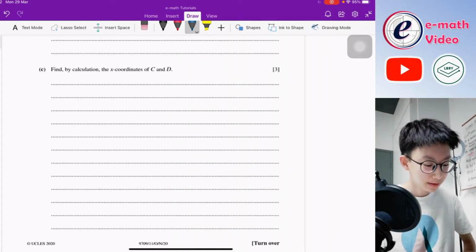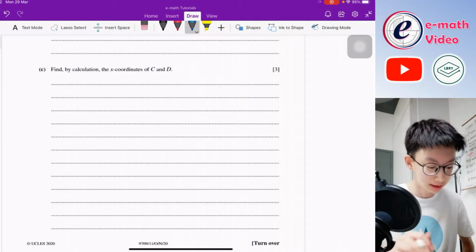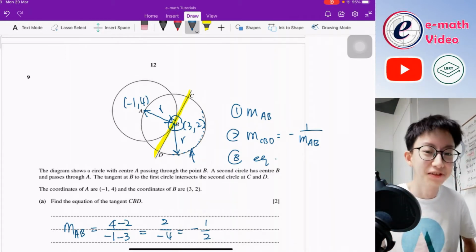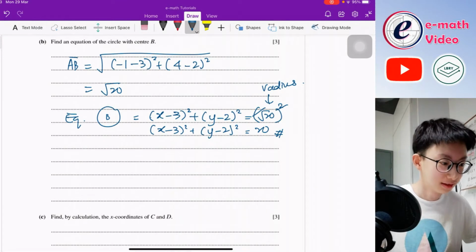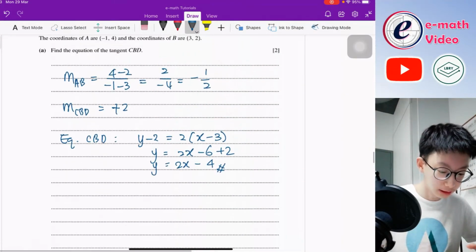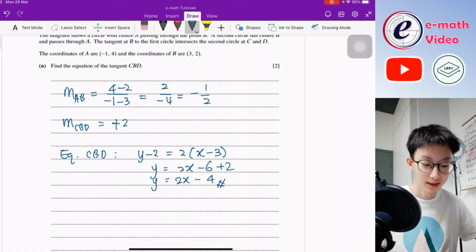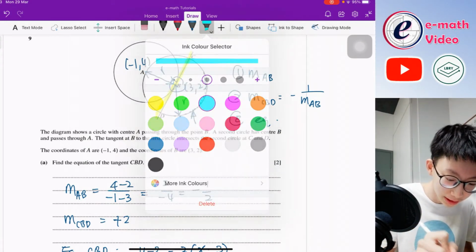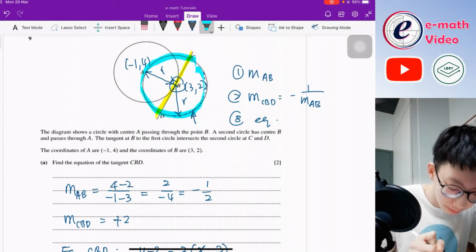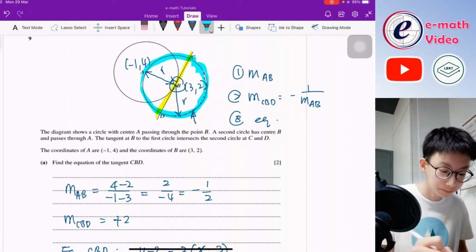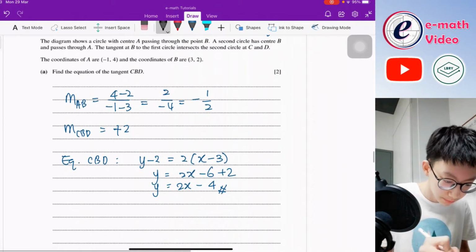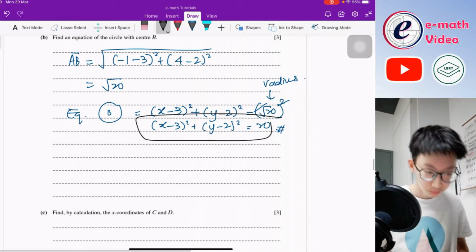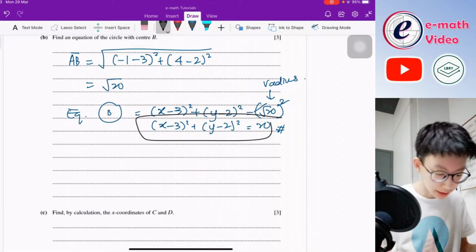Find by calculation, very funny, find by calculation the x coordinates of C and D. Or maybe they scared you to go and draw it to scale and then calculate using a ruler, I don't know. By calculation. Okay, we do it by calculation. The x coordinates of C and D, so it means we don't have to care about the y coordinates. And how do you do that? Do you see that the straight line, the one in yellow, actually intersects with the circle with center B, and we already got the equation for both of them, the line in part A and the circle in part B. Just go ahead and find the intersection.